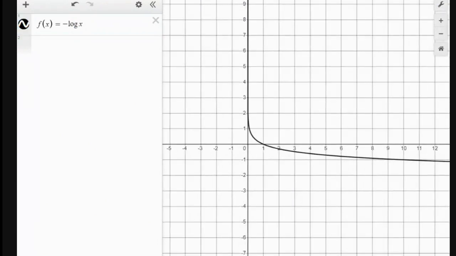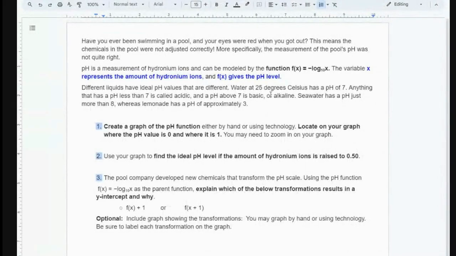So look, I've already made the graph. X represents the hydronium ions. F of x gives the pH. So different liquids have ideal pH values. Water at 25 degrees Celsius has a pH of 7. That's neutral. Anything that has a pH less than 7 is acidic. If it's above 7, it's basic, which cancels out acid, also known as alkaline. Seawater has a pH of more than 8, so it is not acid, it's the total opposite. Lemonade has a pH of 3, so there's a lot of acid in lemonade.